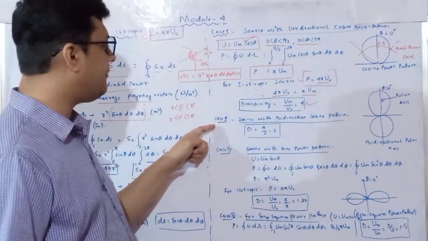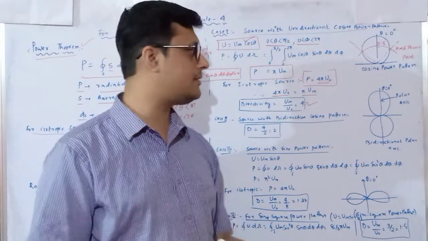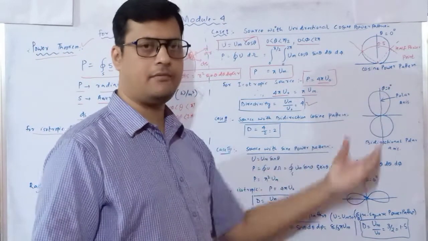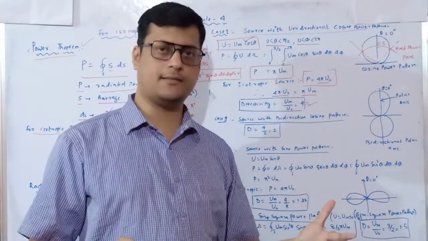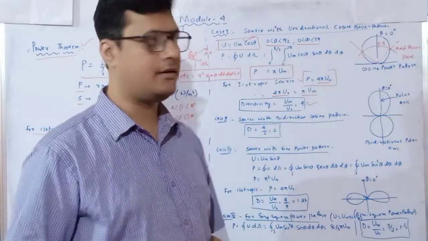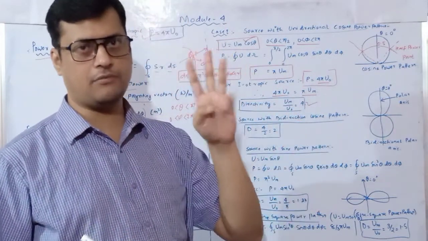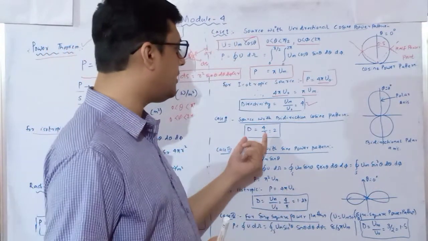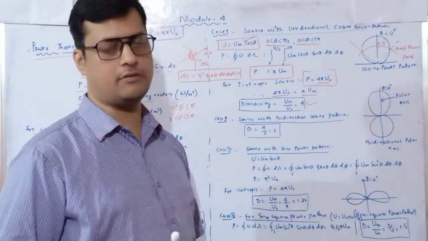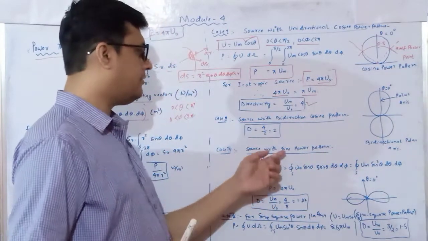Now if the same thing, cosine pattern, but it is bidirectional. Bidirectional means the upper part will be one pattern and the lower part will be another pattern. If it is bidirectional, your directivity will be halved directly, because two patterns are there. For one pattern it is 4, for two patterns the directivity will reduce. So directivity is equal to 4 by 2, that is equal to 2. Remember that. Okay. Next we have the source with the sine pattern.